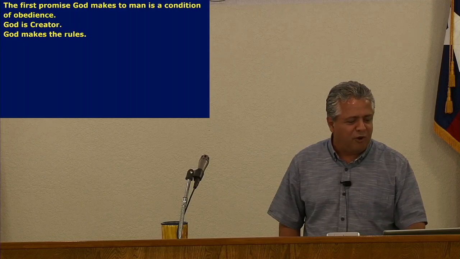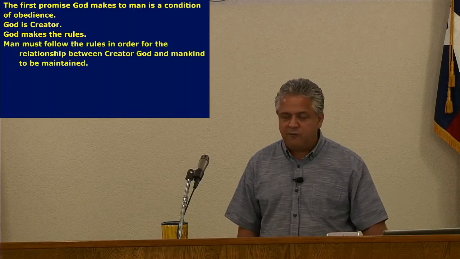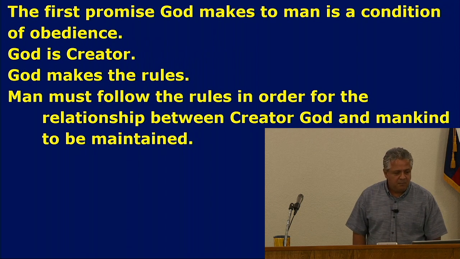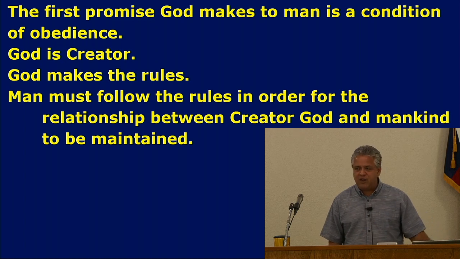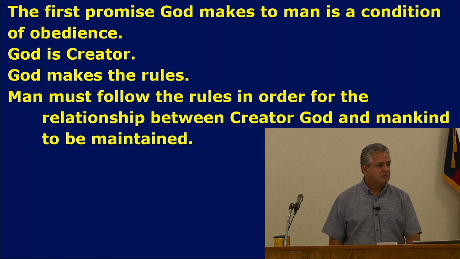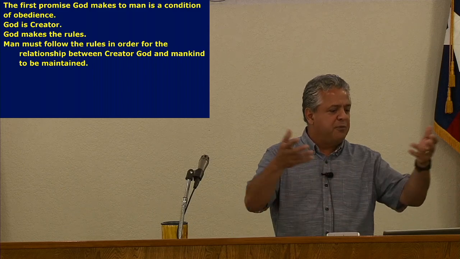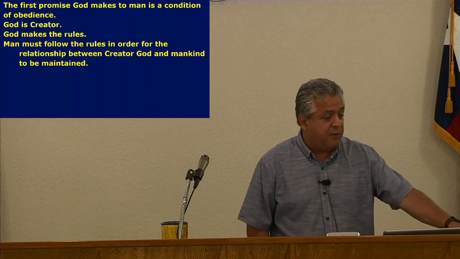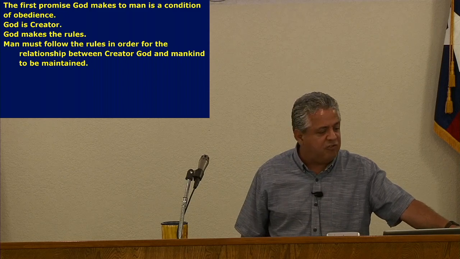I just can't imagine all the learning Adam had to do early in his existence. Man must follow rules. Adam learned it the hard way. Man must follow God's rules in order for the relationship between Creator God and mankind to be maintained. Everything is perfect right now. The fruit grows on the trees. The vegetables grow from the ground. Everything is perfect. The water is pure. You can drink from any stream of water. You can drink any water you can find. Everything is perfect. The relationship is perfect.